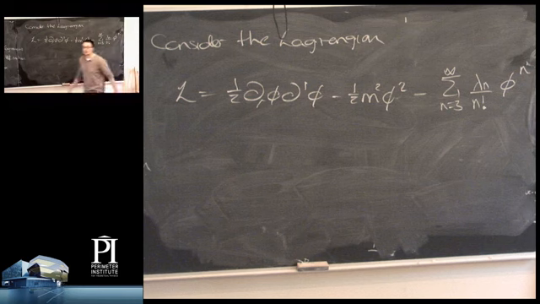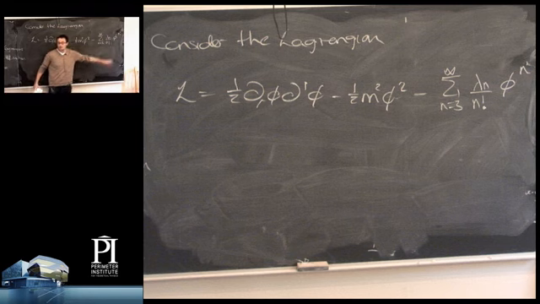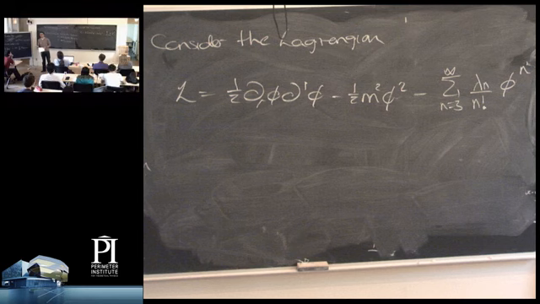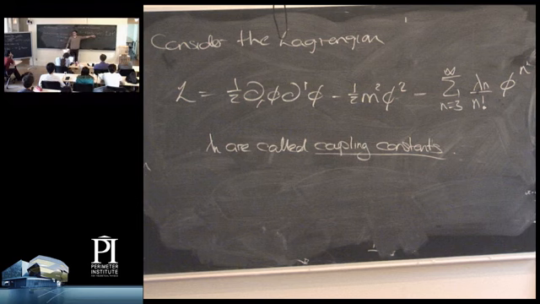Yeah. I could also include terms higher order in the derivatives, but I want to just say something specific, but you're right, they should also be there. Actually, terms higher order in time derivatives come with their own problems. And it's also true in classical mechanics. You can have velocity squared terms, but you shouldn't have acceleration terms. Phi double dot type terms. Okay, these lambda n are called coupling constants.